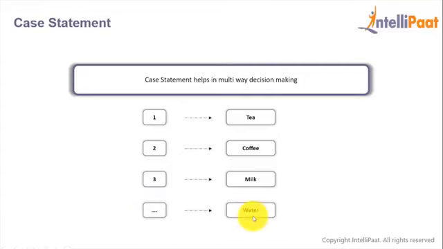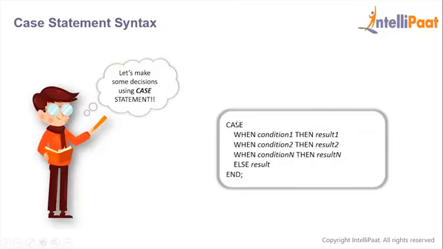So the case statement goes through conditions and returns a value when the first condition is met. And this is the syntax for the case statement. So we'll type in case, following which we'll give the when keyword and give the first condition. After that, we'll type then and specify what will happen if this condition is satisfied. And we'll do the same for the rest of the conditions. After that, we'll type else and state what will happen if none of the above conditions are satisfied. Finally, we'll give the end keyword. So now let's go to SQL Server and start working with the case statement.